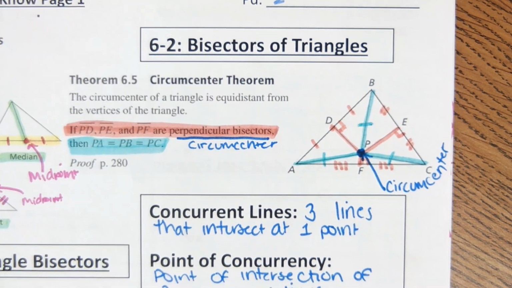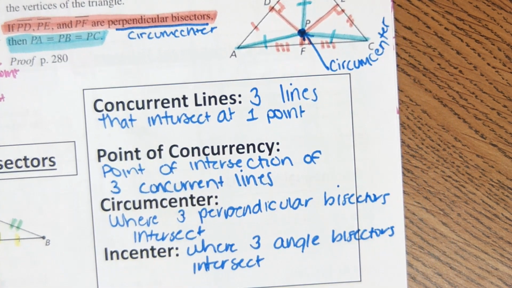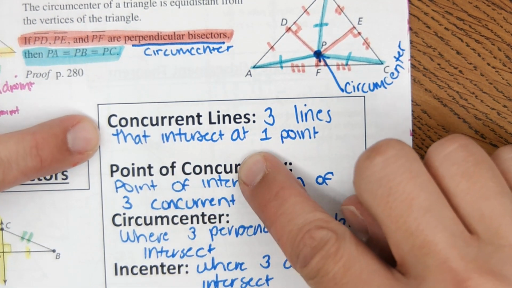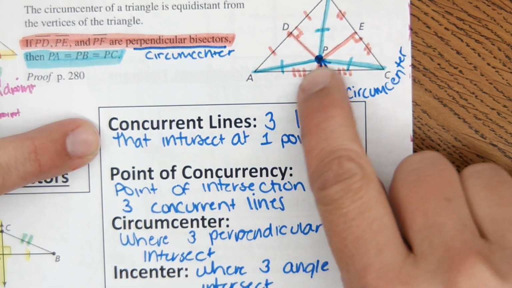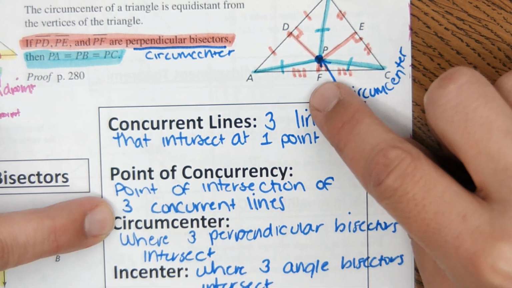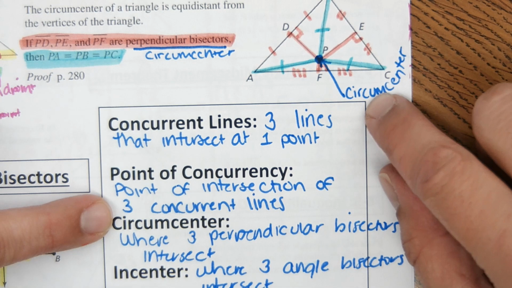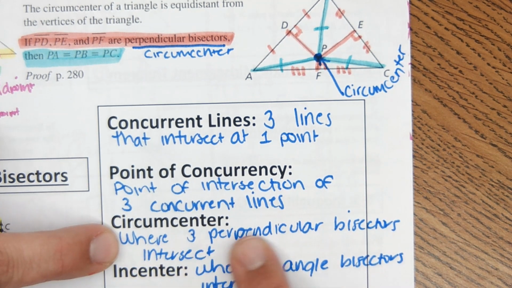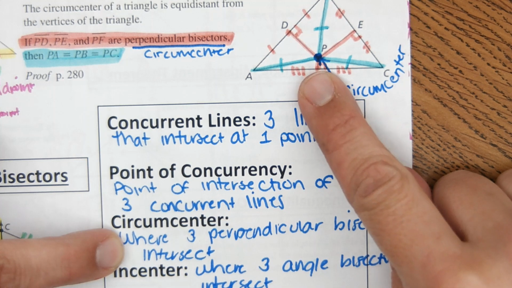Then these vocabulary words right here. Concurrent lines are three lines that intersect at one point. So like these perpendicular bisectors are concurrent lines. The point of concurrency is the point of intersection. So this would be the point of concurrency. And specifically in this situation, it's the circumcenter. The circumcenter is where three perpendicular bisectors intersect, which we showed.